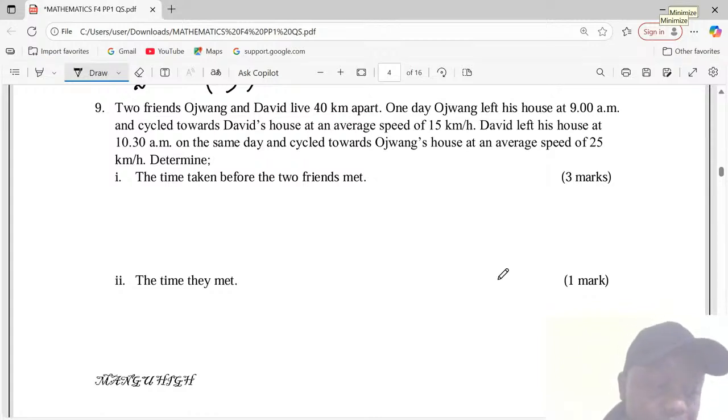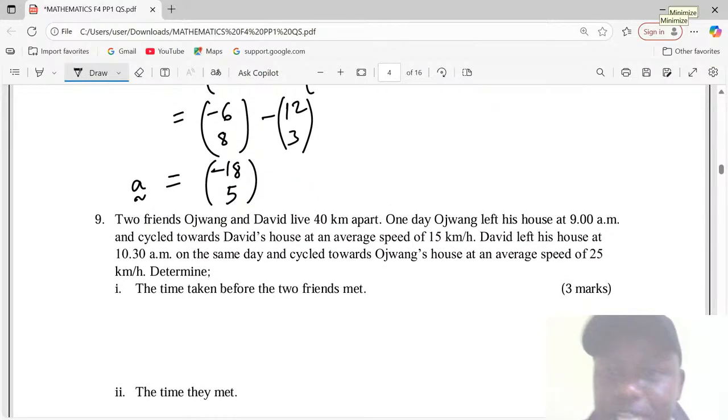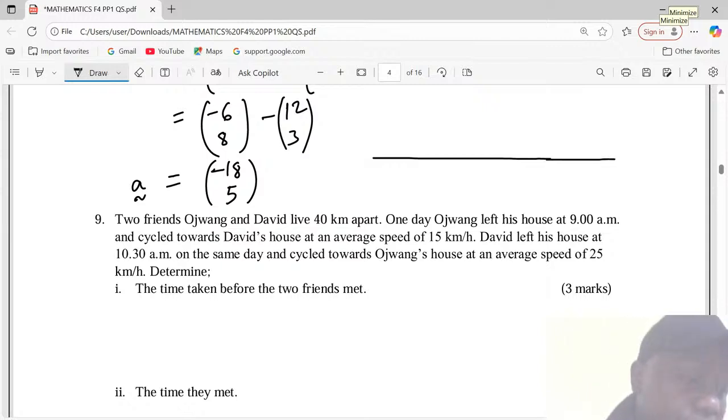So let me sketch the information first. I must mention something that I've always been mentioning, that 90% of the mathematics concepts can be made simpler than how they actually are by putting them in a diagram. So when you sketch information, it becomes halfway solved because you can visually interpret it. When you visualize information, you are halfway solving it.